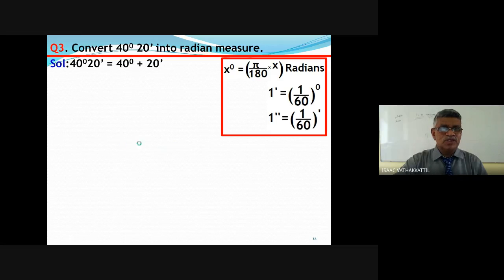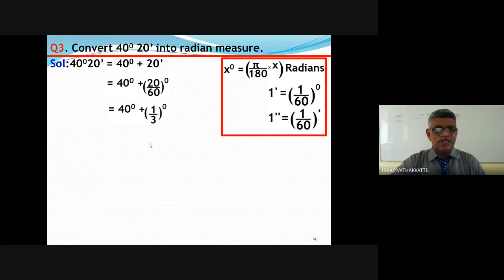First of all I need it in degrees, then only I can convert to radians. So 40 degrees 20 minutes means 40 degrees plus 20 minutes. Any doubt at any point, you can just raise your hand, I will attend. Now 20 minutes, first I convert to degrees. 1 minute is 1 by 60 degrees, so 20 minutes is 20 by 60, that is 1 by 3 degrees. So 40 degrees 20 minutes is 40 degrees plus 1 by 3 degrees, or as a single term, 40 into 3 is 120, plus 1, 121 by 3 degrees.